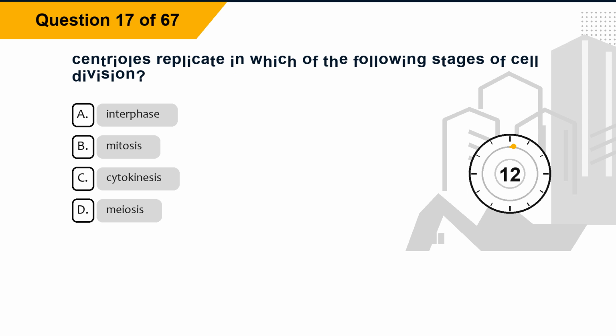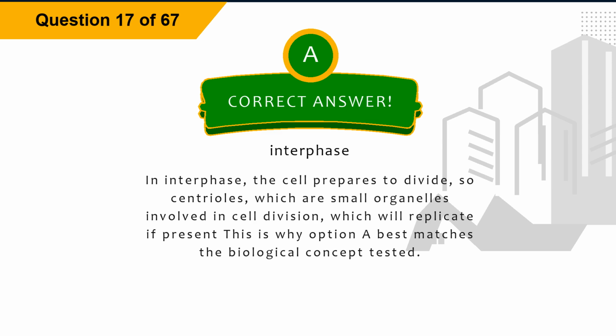Question 17. Centrioles replicate in which of the following stages of cell division? Option A, interphase. Option B, mitosis. Option C, cytokinesis. Option D, meiosis. The correct answer is option A, interphase. Explanation. In interphase, the cell prepares to divide, so centrioles, which are small organelles involved in cell division, will replicate if present. This is why option A best matches the biological concept tested.